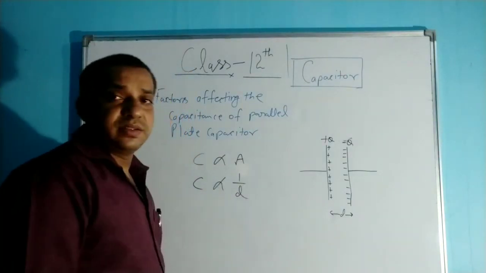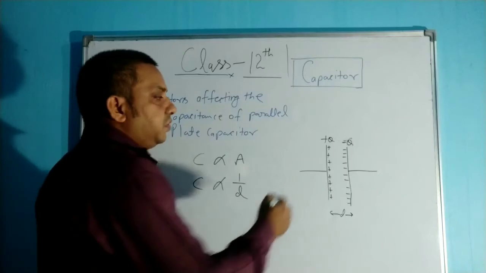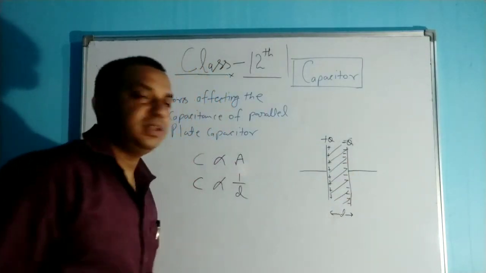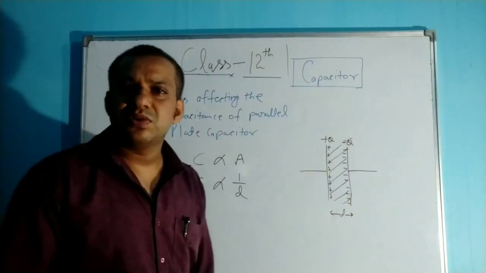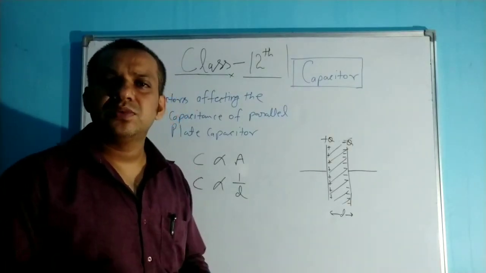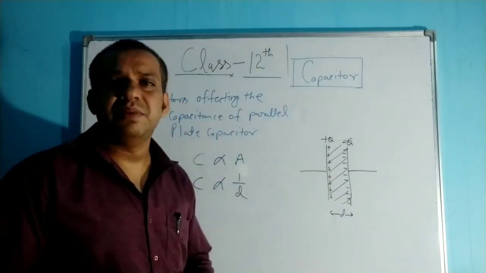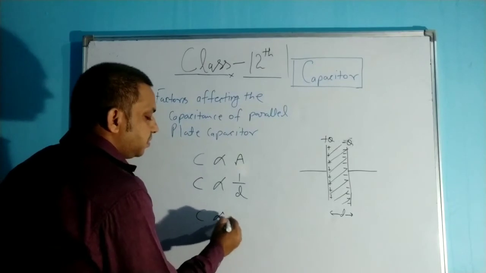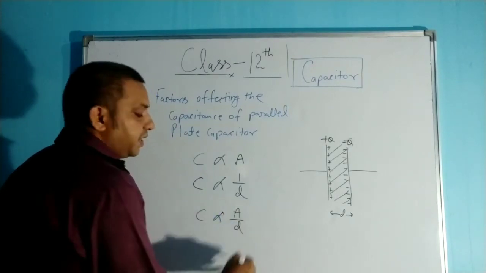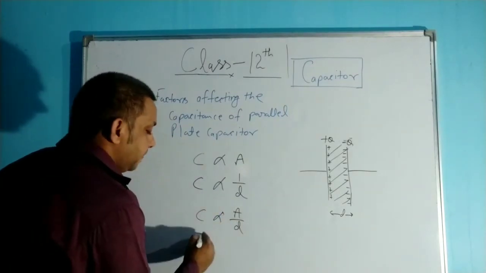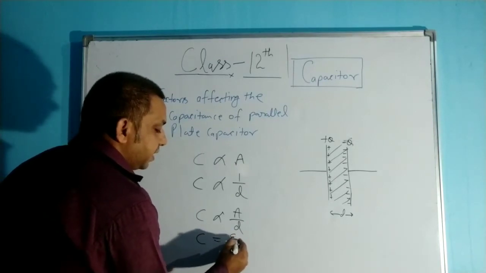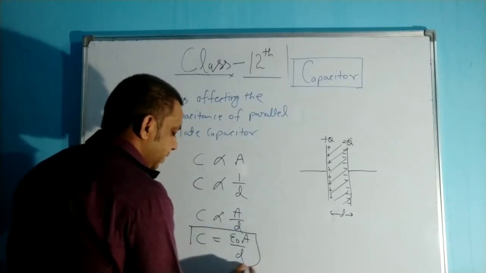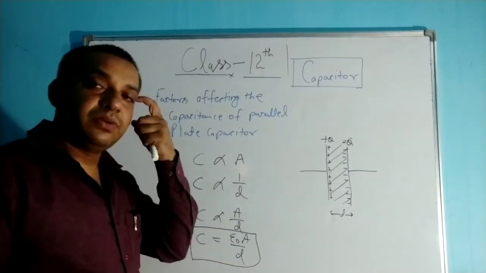The third point is whether there is an effect of the medium. If you place any type of medium in between these two plates, of course, because the force of attraction depends upon the medium, there is an effect of the medium. Combining these two, C is proportional to A by D, and whenever we use a constant, we use the equal sign: C equals epsilon naught A by D, where epsilon naught is called the permittivity of free space.